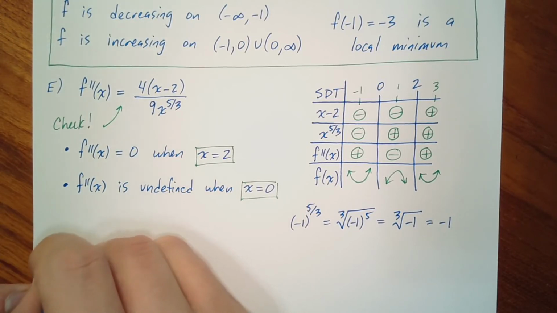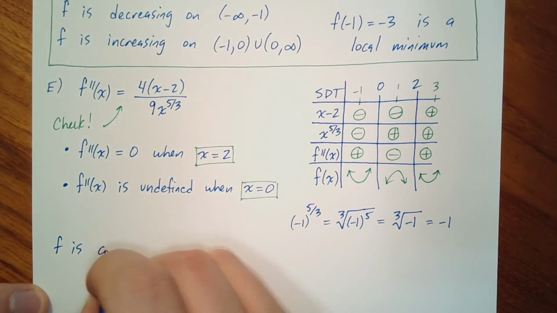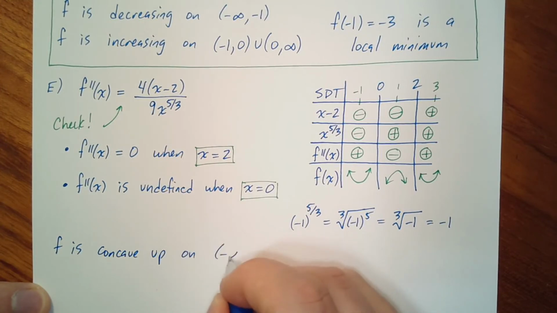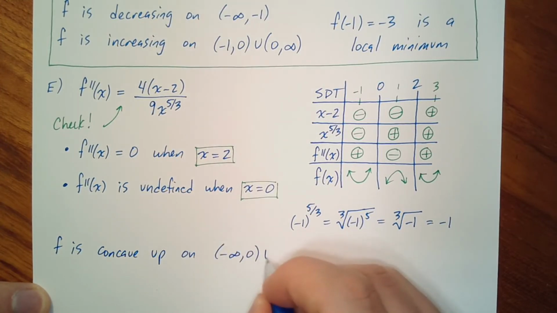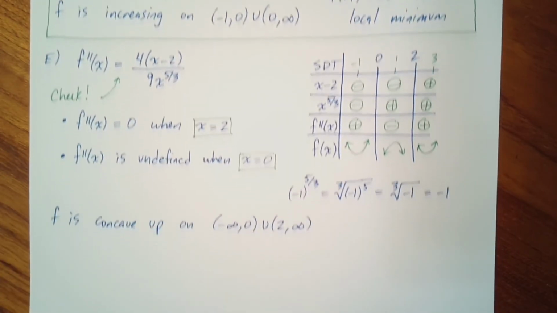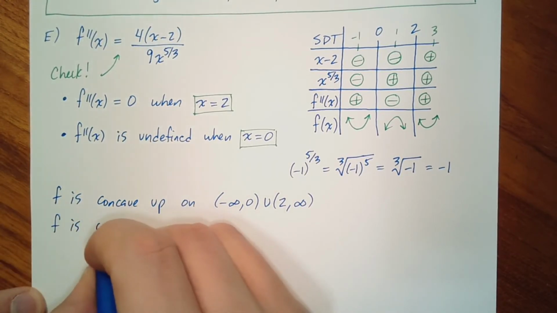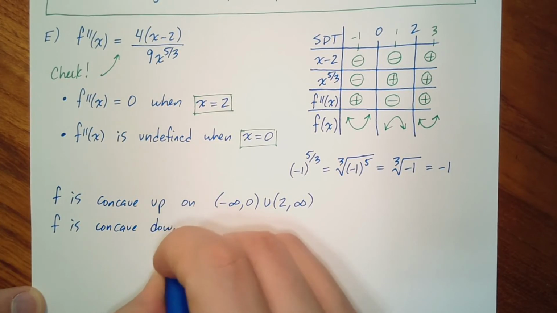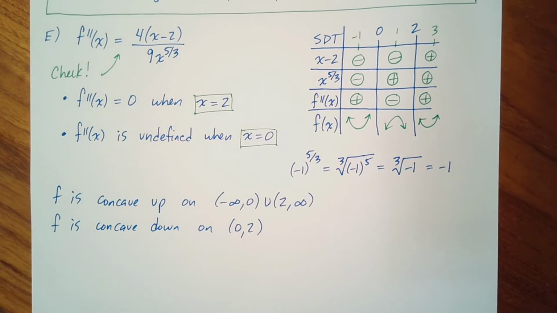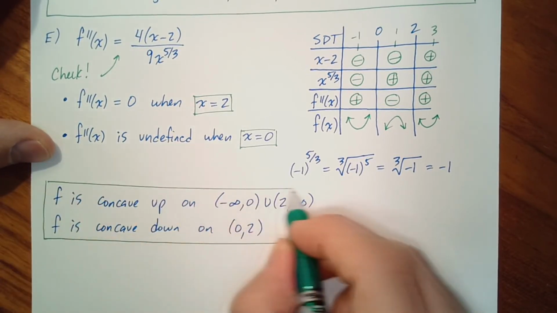F, and by finish it off, I mean summarize it. So F is concave up on 2 intervals: from negative infinity to 0, unioned with 2 to infinity. And where is F concave down? In between, right? F is concave down on the interval 0 to 2. So that gives us our intervals of concavity, so that is the end of that step.